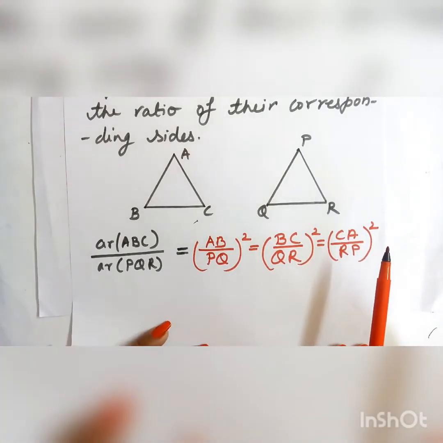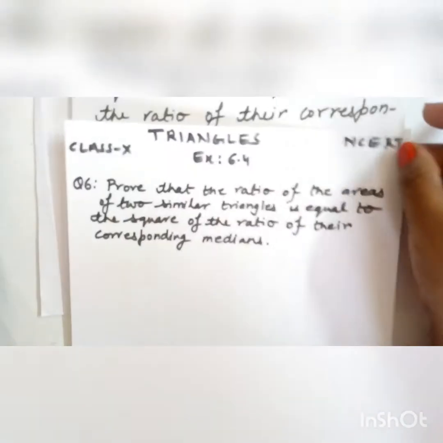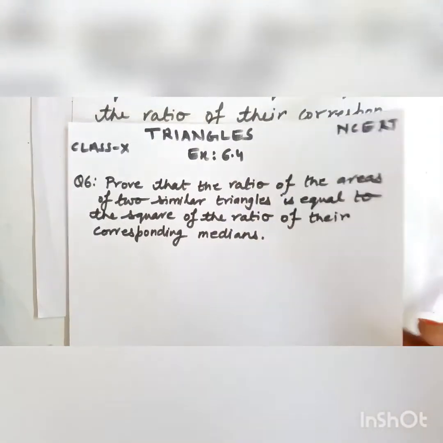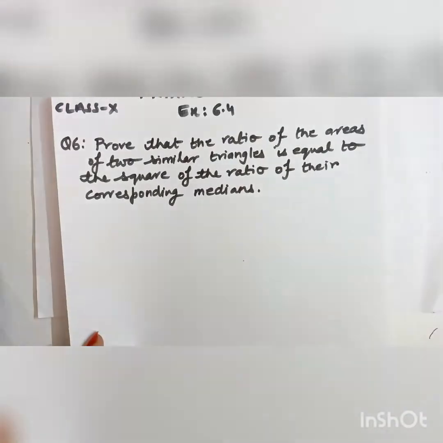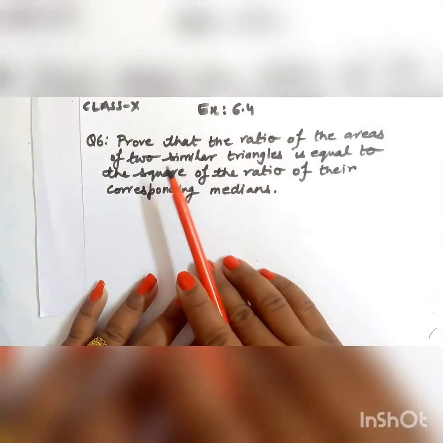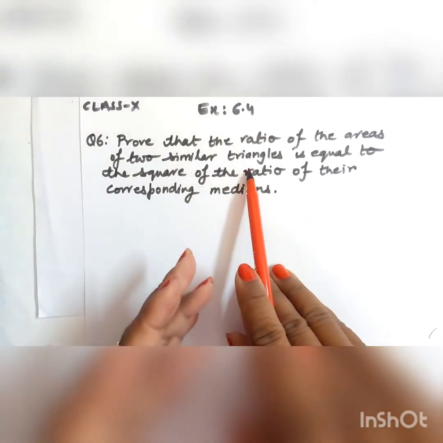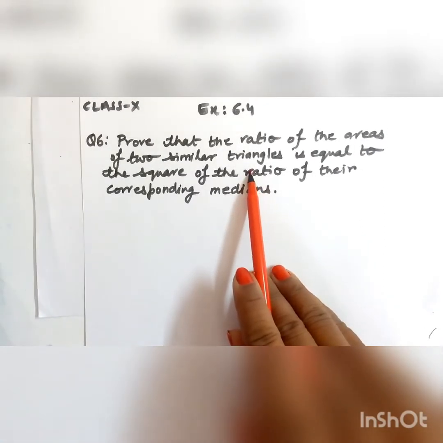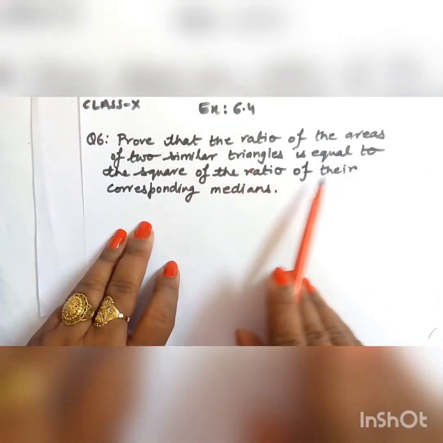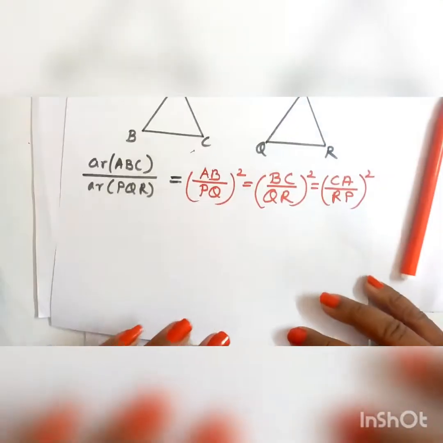First of all, using this theorem, I am taking one question, question number 6 given in exercise 6.4. What is the question? Prove that the ratio of areas of two similar triangles, which are already similar, is equal to the square of the ratio of their corresponding medians. Yes, we have just discussed this.